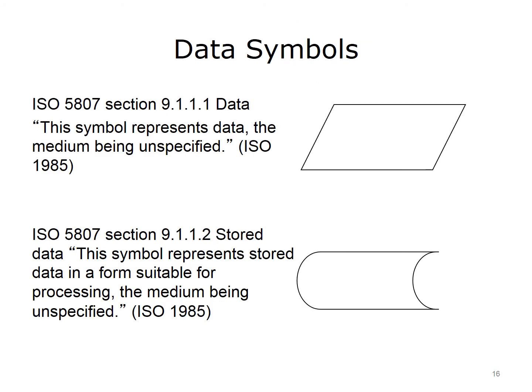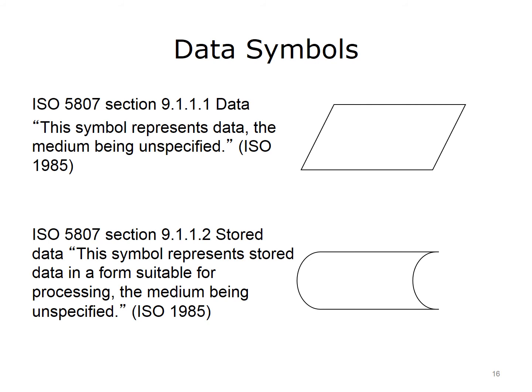According to ISO 5807, Section 9111, the symbol for data is a parallelogram. Opposite sides are parallel and equal in length, and opposite angles are equal. This symbol represents data, the medium being unspecified.